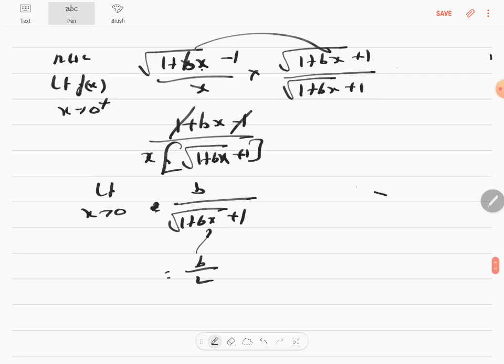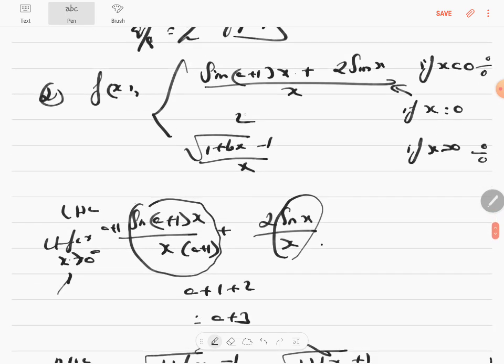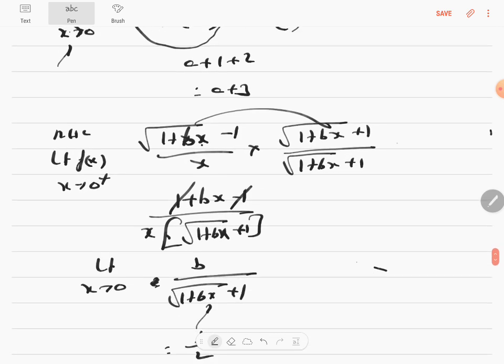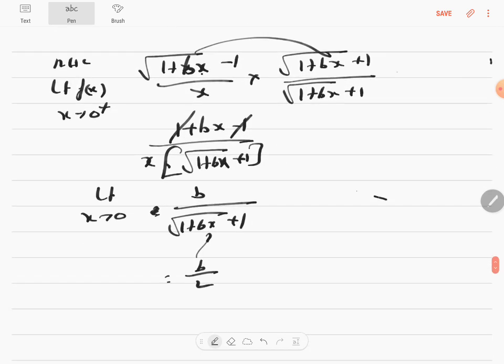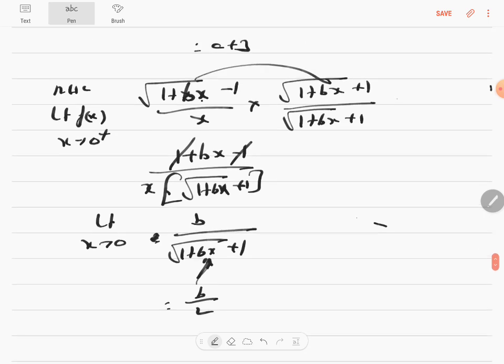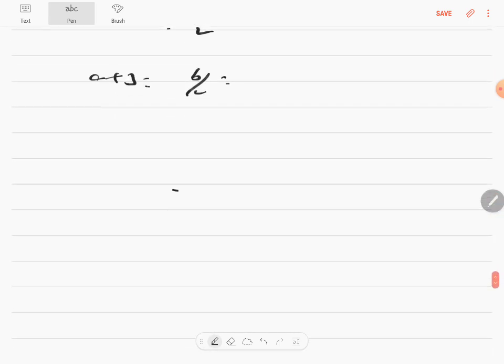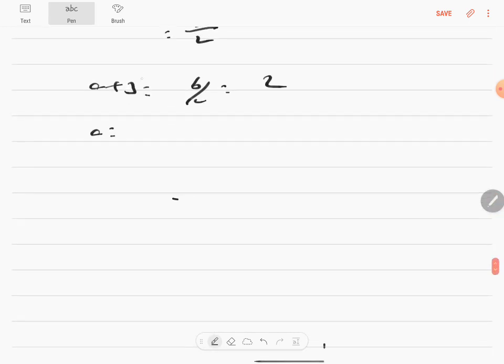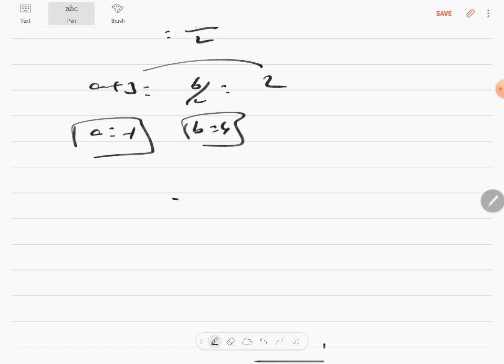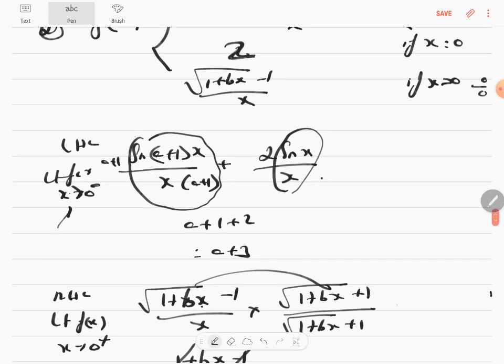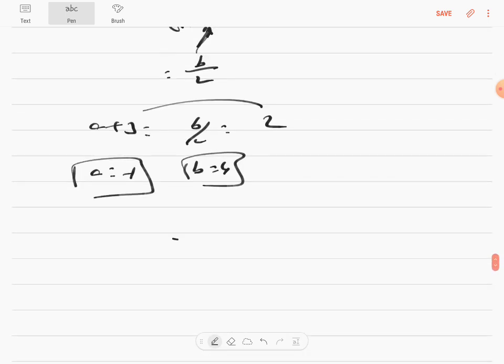So we got the left hand limit and the right hand limit, and both of them are equal to the value at that point, which is 2. Put x as 0 here. It's b by root 1 is 1, plus 1 is 2. So therefore left hand limit a plus 3 is equal to right hand limit b by 2 is equal to the value at that point, given to be 2. So equating all, a is equal to minus 1 and b is equal to 4. Thus you found the two unknown values. That's all, there's no need for two variables here, a, b. Okay, so let's go to the next sum.